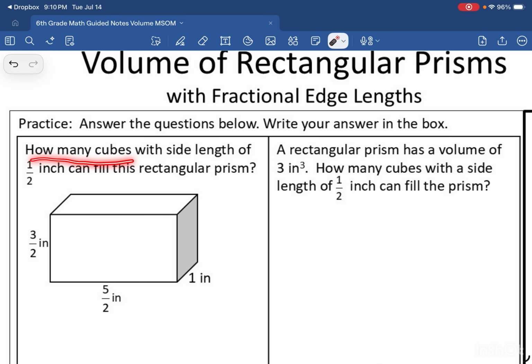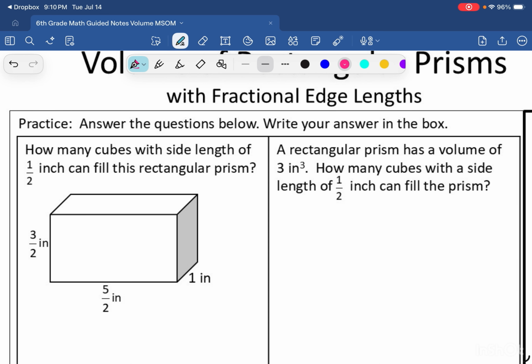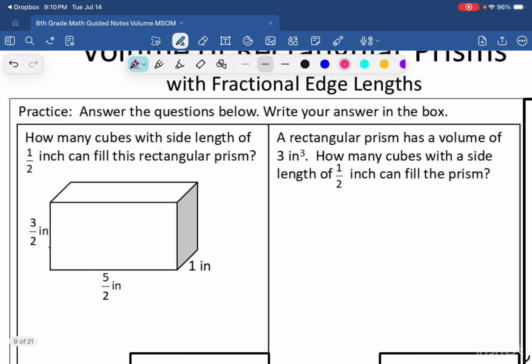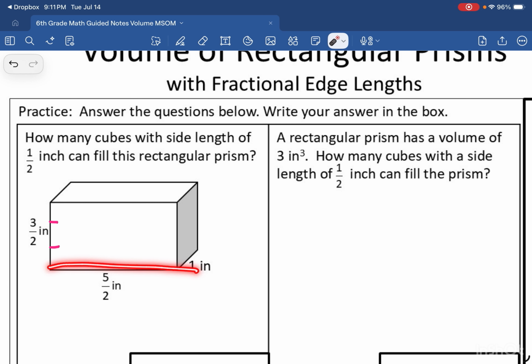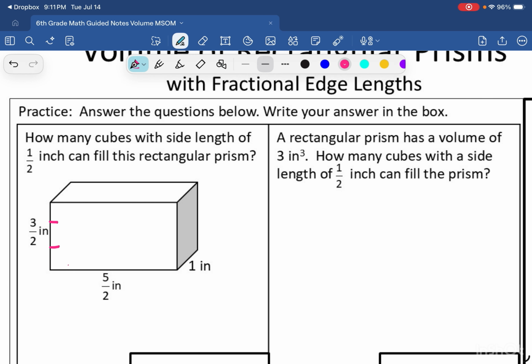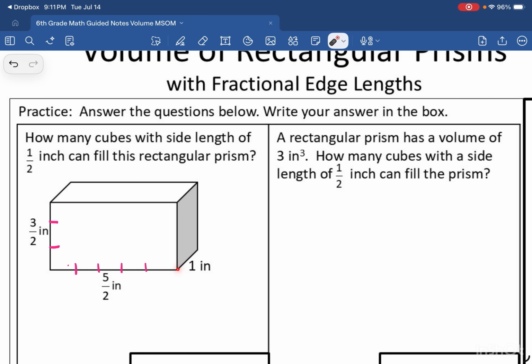How many cubes with the side length of 1/2 inch can fill this rectangular prism? And it really helps to draw on the given diagram. So this side here is 3/2 inches tall. So that's going to be 3 rows of 1/2 inch. It's 5/2 inches long. So that's going to be 5 cubes of a 1/2 inch there on the bottom. Now my spacing will not be perfect because I am just sketching. And it's 1 inch deep. So there's going to be 2 rows of a 1/2 inch.